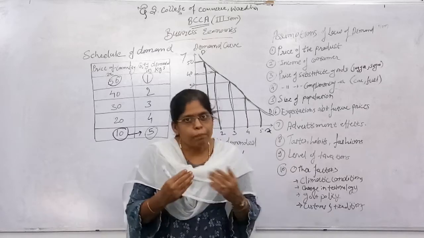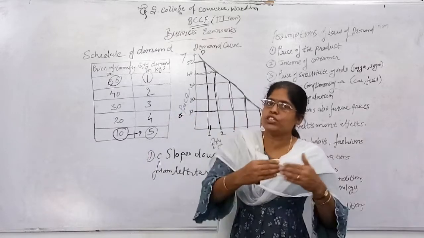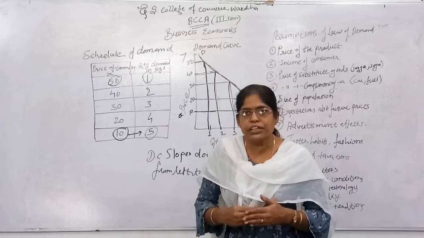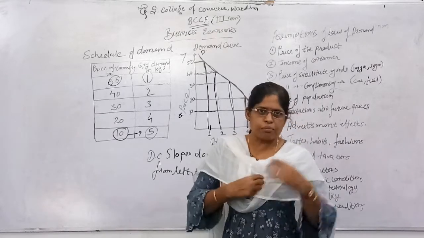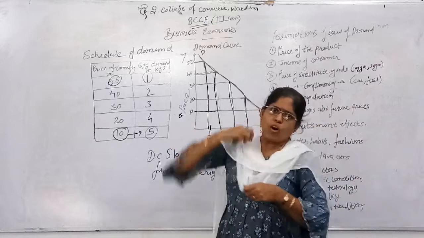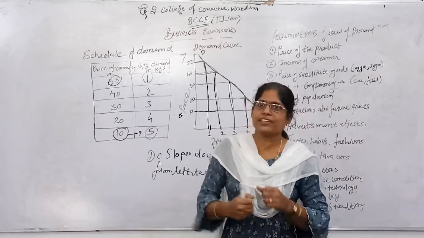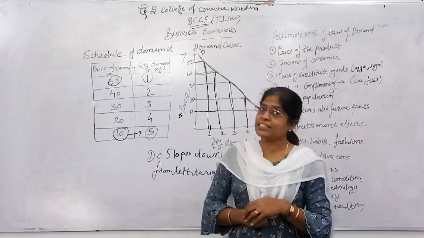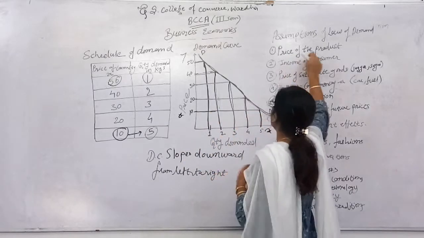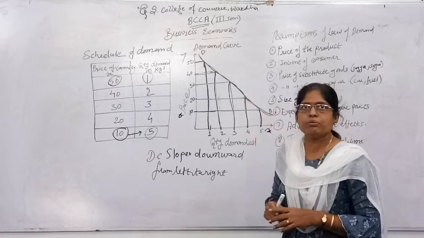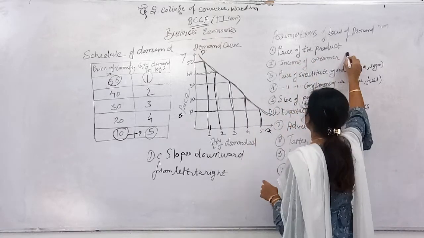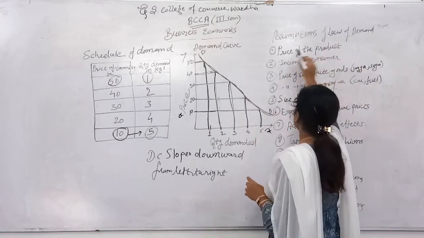Because when a consumer goes into the market and buys a commodity or a product, first we see what is the price. Very simple example: if you need to buy something, your first reaction is, what is the price, what are the rates. That is the price of the product or the commodity. So the first assumption is the price of the existing commodity.